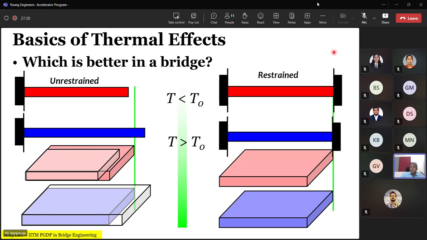Now, which is a better bridge? This is where it's question time. You have an unrestrained situation and a restrained situation. The question that I have to ask all of you: which is a better position as far as the bridge is concerned? Should you restrain the deformation, or should you allow for unrestrained deformation? I want you to participate quickly. Yeah, unrestrained. Okay. What about the others? Everybody, you have to express your views.